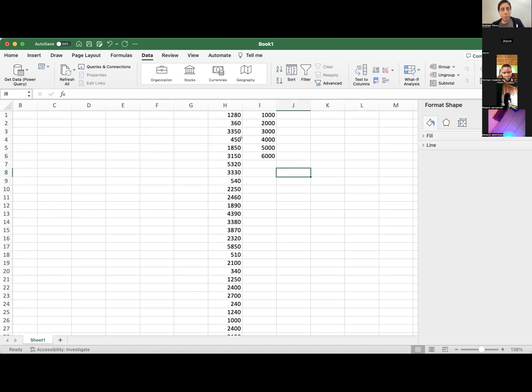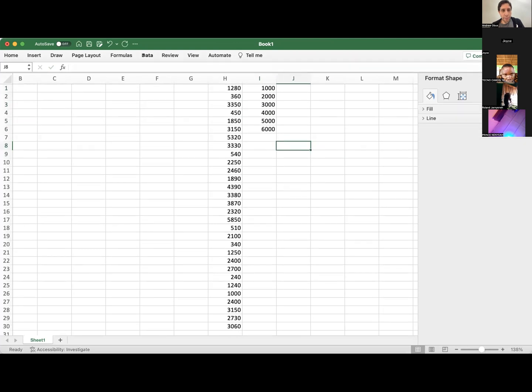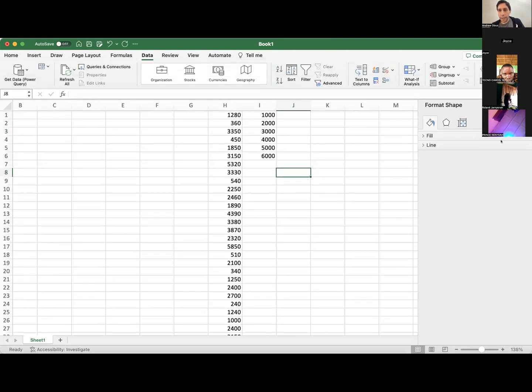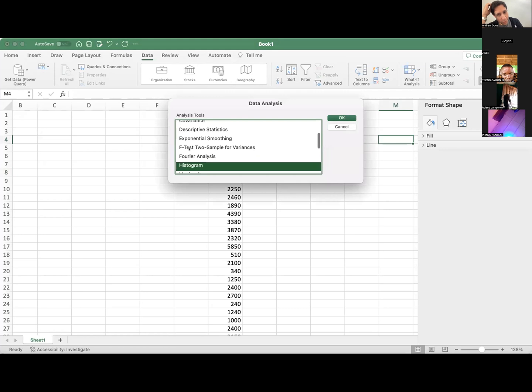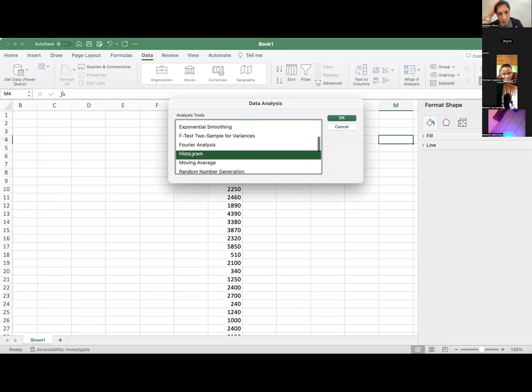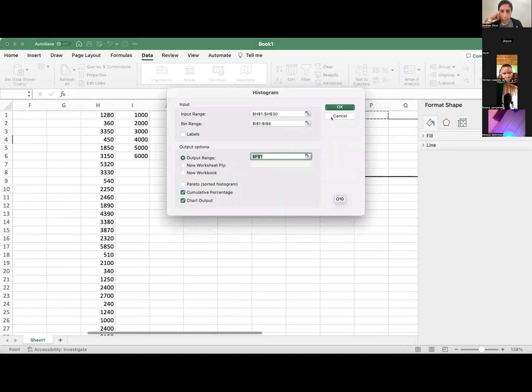Okay, so now what do I do? I click on Data up here, and when I click on Data, there's something all the way over on the right that says Data Analysis. I click on Data Analysis. You see there's all of these tools for data analysis, and some of them make sense, and some maybe it's not clear what they mean, but Histogram is one of the things on the menu. I highlight Histogram, then click OK.